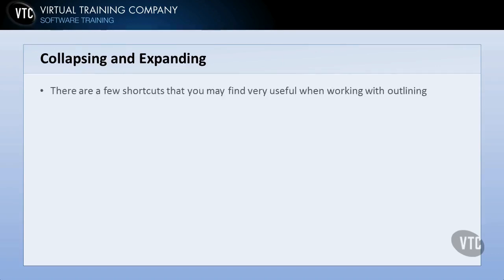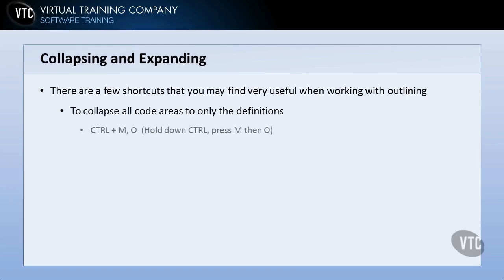Now, there's also a few shortcuts that you may find very useful when you're working with outlining. Take a look at these, and I'm going to show you an even better shortcut for remembering these things. So let's say that you want to collapse all the code in all the areas only to the definition statement at the very top of that code. You can hold down the control key, press M, then press O. And that will collapse all the areas to only the definitions. Now, to expand them all back out, Control plus M and then L will take care of that.